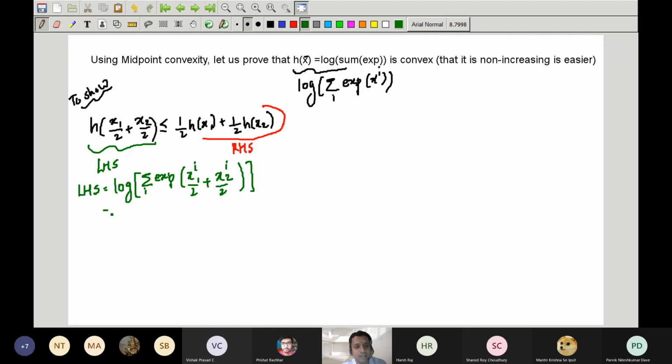So this can be expressed as what? Now you have exp of x1 i by 2. What would that be expressed as? Summation over i of the square root of exp of x1 i, or you can call it exp of x1 i whole raised to half, and then you multiply with the other component, exp of x2 i, the whole raised to half. Is this clear so far?